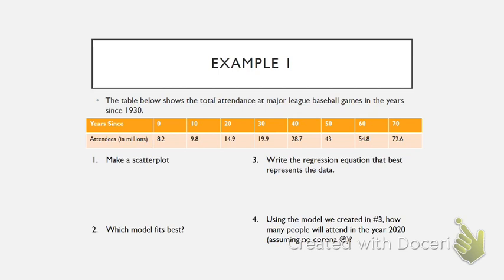So it says years since 1930. So when you see this year 0, that stands for 1930 because 0 years have happened. 10 years means it's 1940. 20 years means it's 1950. You can use those big numbers like 1930, 1940, 1950, but it's going to make your regression kind of weird because the X values are so large. So a lot of times with time, we like to do years since just to keep our time small.